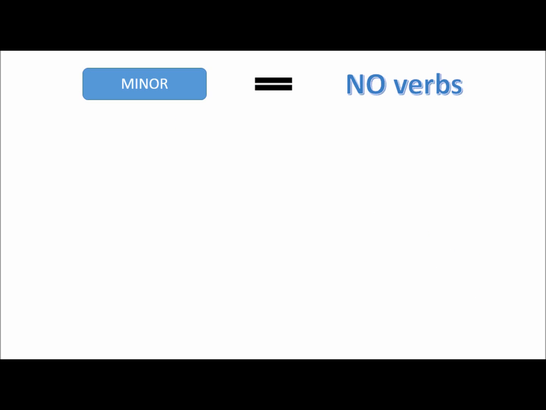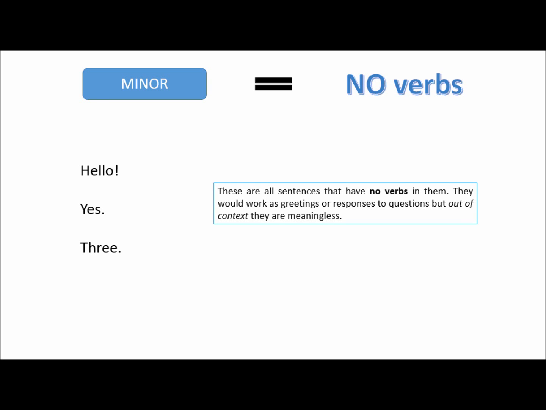Minor sentences have no verbs. For example, hello, yes, 3. These are all sentences that have no verbs in them. There are no actions. They would work as greetings or responses to questions, but out of context they are meaningless. These are called minor sentences.